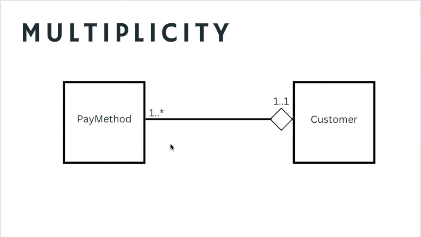So anyways, that's just going into some detail about how to think about multiplicity. So let's go ahead and jump into putting relationships to our classes in our diagram.